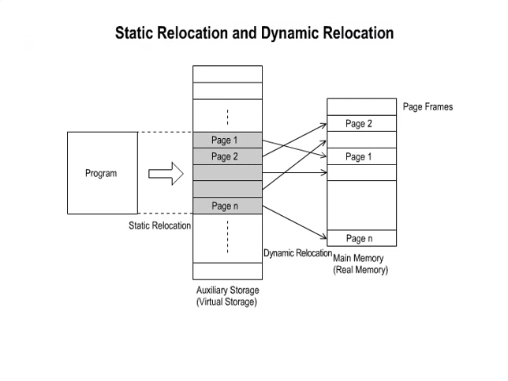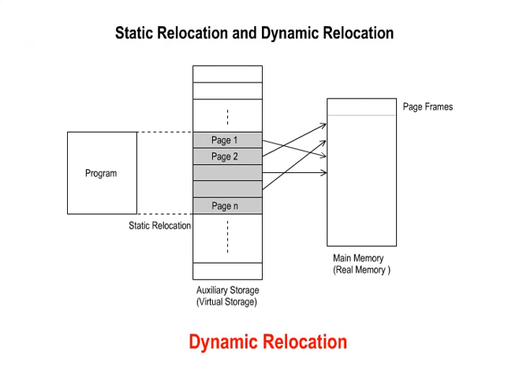The main memory is divided into pages, page frames, of the same size, and page numbers, 1, 2, 3, are attached from the top. The pages needed for the execution of the program are loaded from the auxiliary storage into free page frames in main memory. The location where they will be loaded is determined at execution time, so it is called dynamic relocation.